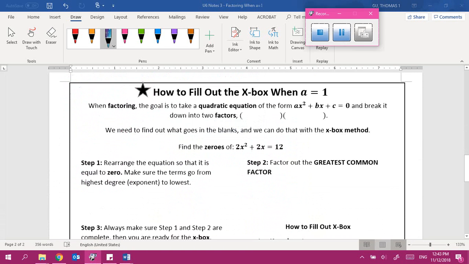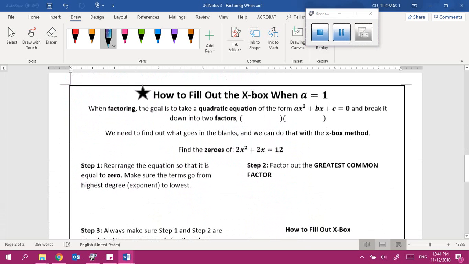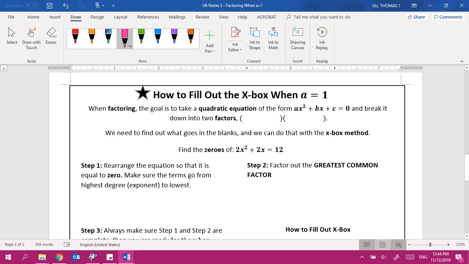All right, so let's go on to the back side now. This is going to be how you factor when a is 1. Right now, this is the shorter method. This only works when a is 1, so don't try it with other things. When you're factoring, you're trying to take a quadratic equation, like ax squared plus bx plus c, and break it down into 2 factors. So you're going to have 2 sets of parentheses, and in your parentheses, each one is going to be a factor.